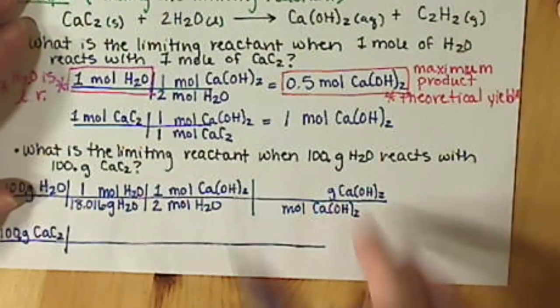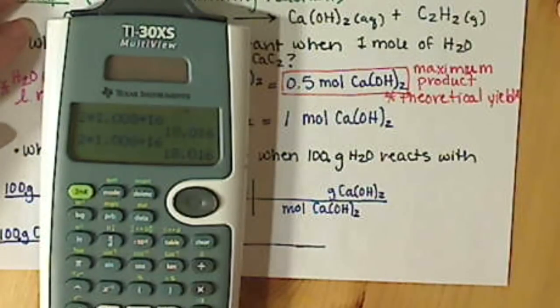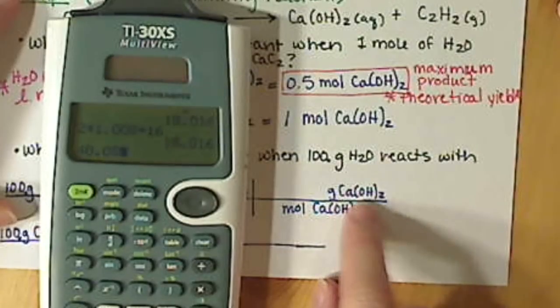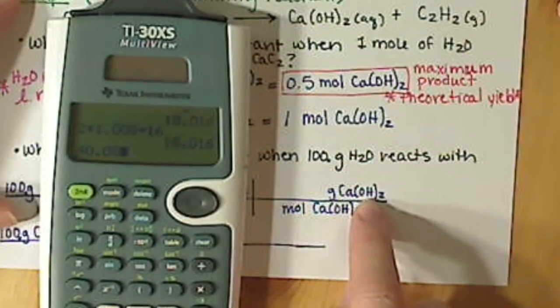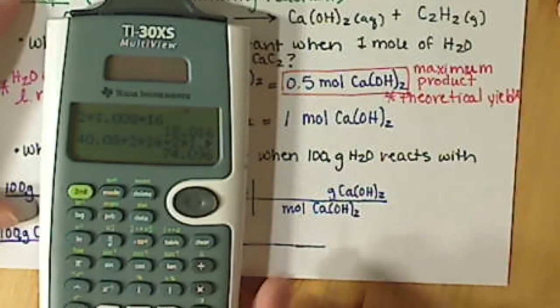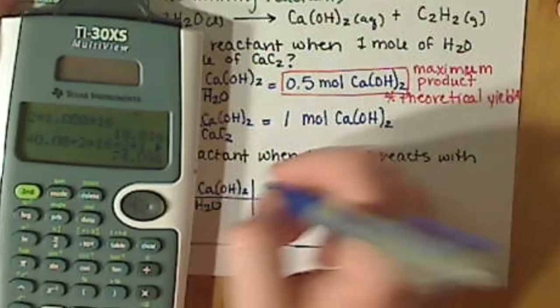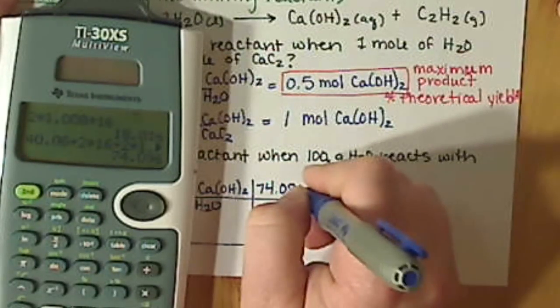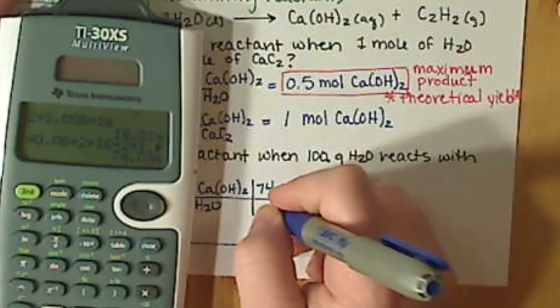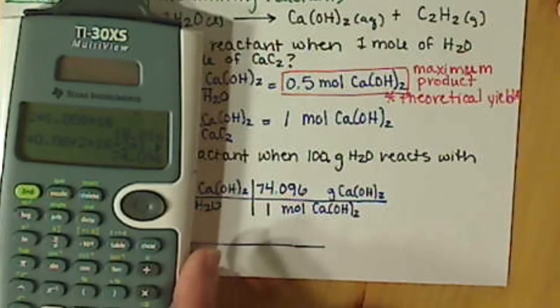So to calculate the molar mass of our calcium hydroxide, we take our 40.08 for the calcium. Then we have 2 oxygens and 2 hydrogens. So we're going to add 2 times 16, and then 2 times 1.008, for a molar mass of calcium hydroxide of 74.096 grams per how many moles? Per 1 mole. Molar mass is always per 1 mole.